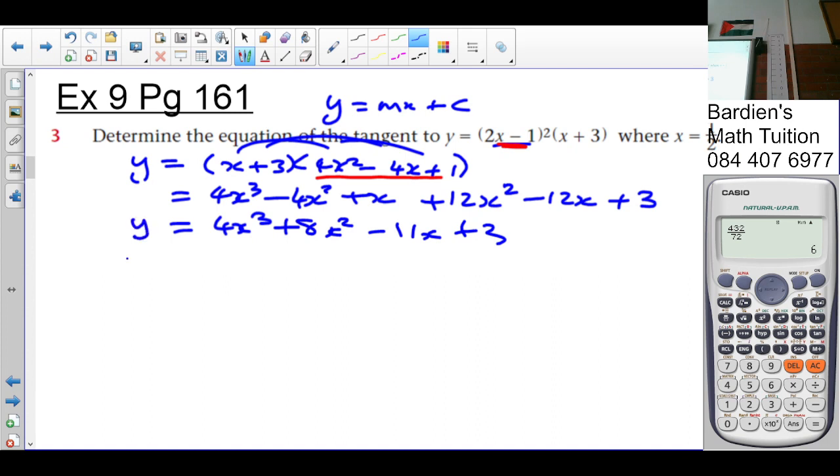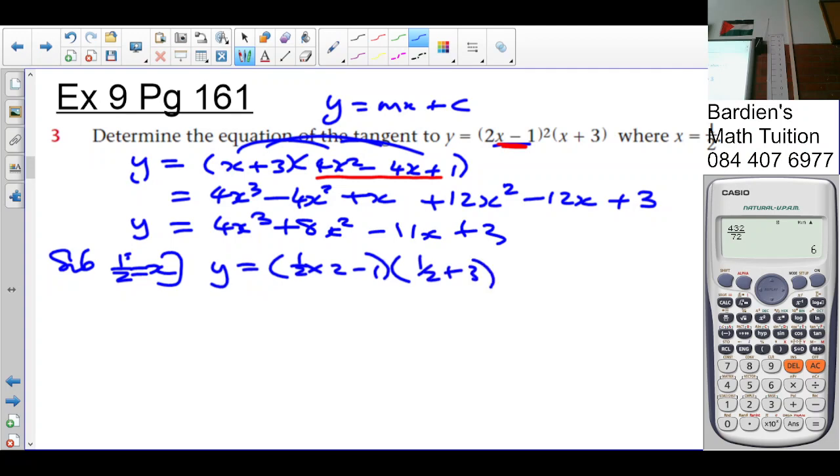So when I substitute x equal to half into the function, we're going to simply get y equals a half times 2 minus 1 times a half plus 3. A half times 2 is 1, minus 1 is 0, so this is going to be 0 here. So the point of contact is a half and 0.